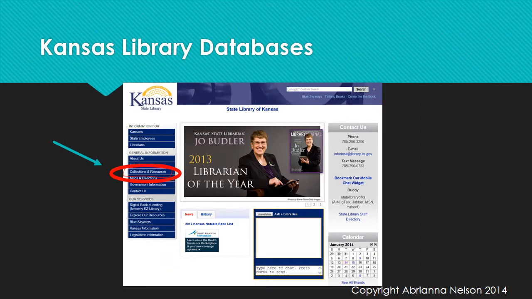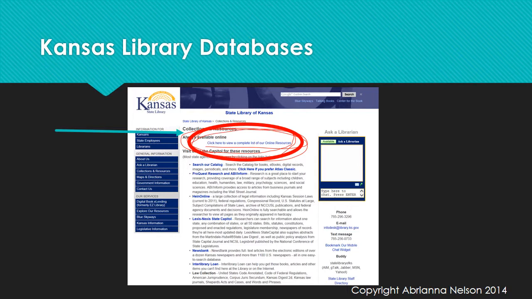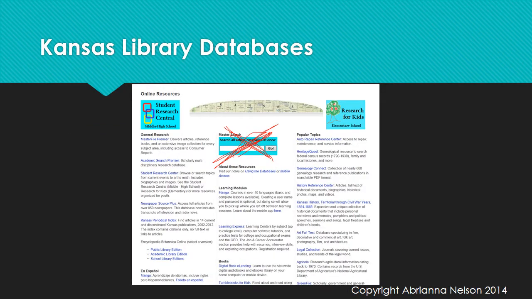When you're going to the Kansas Library databases, there's a couple of extra steps after you click the first link from the Symbaloo page. You need to click first Collections and Resources, which you can see is circled here. Then you're going to want to click where the circle shows, click here to view a complete list of the online resources. Once you've clicked that, you'll be on this main page here.